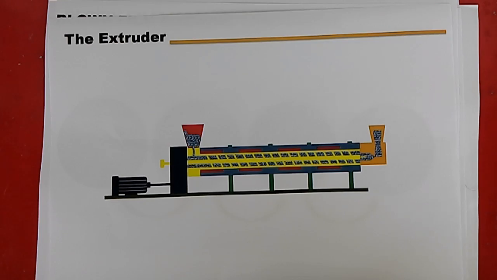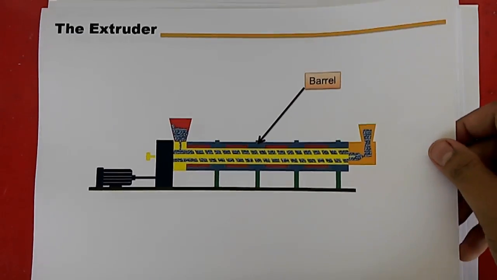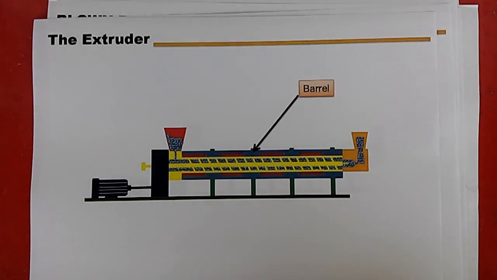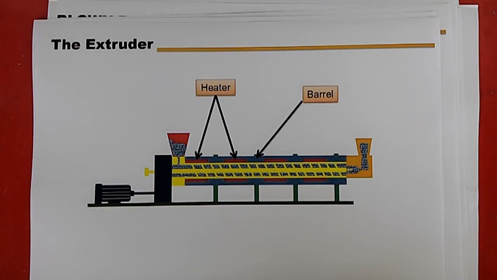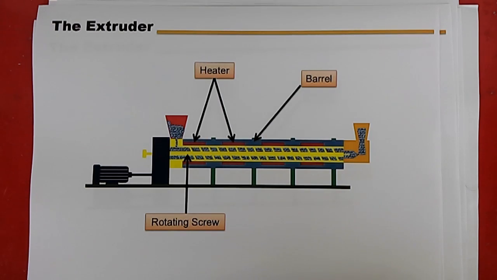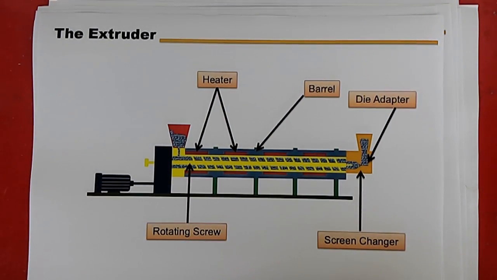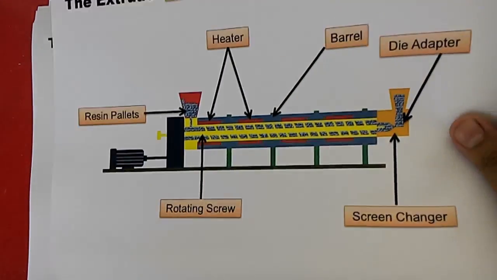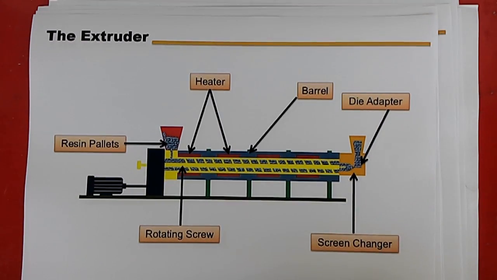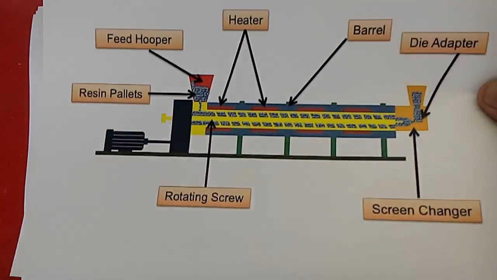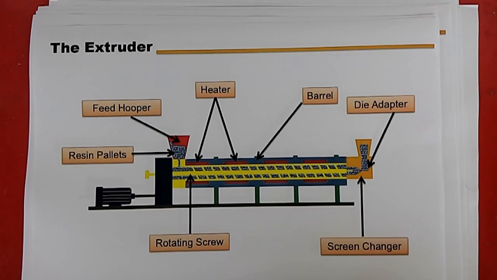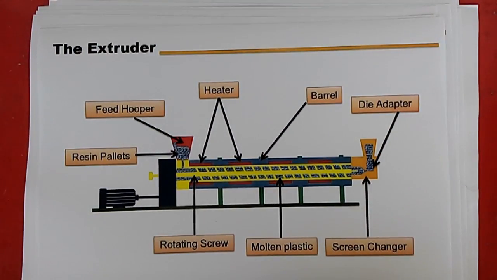The extruder consists of a heating barrel, rotating screw, screen changer, and die adapter. Resin pellets are fed into the extruder at a feeder hopper. The pellets melt, mix, and become molten plastic.